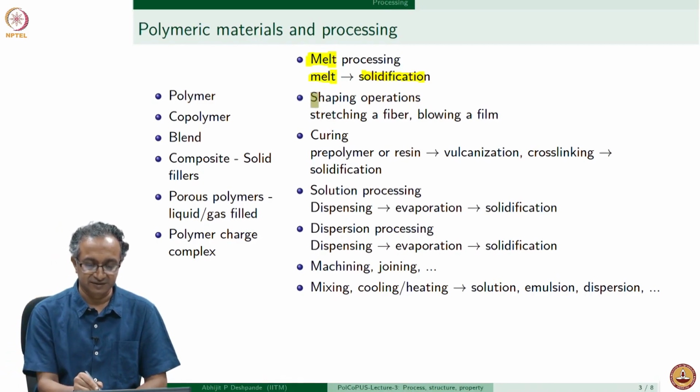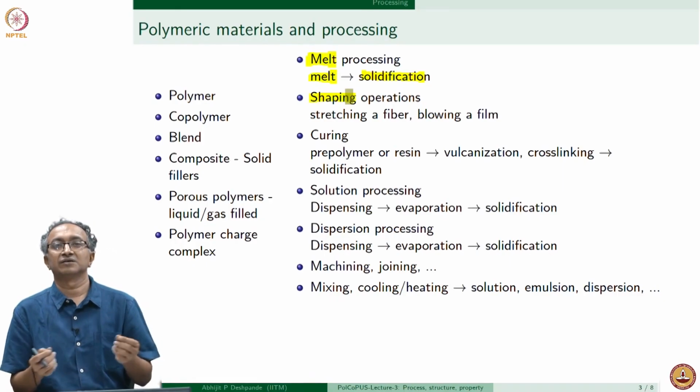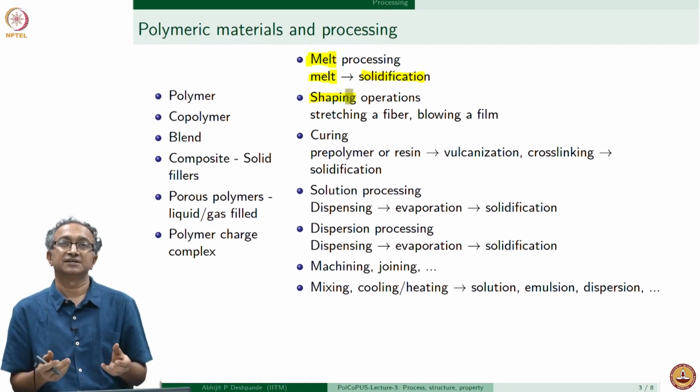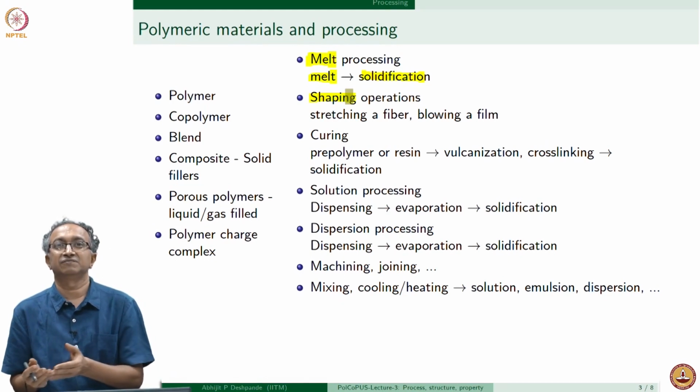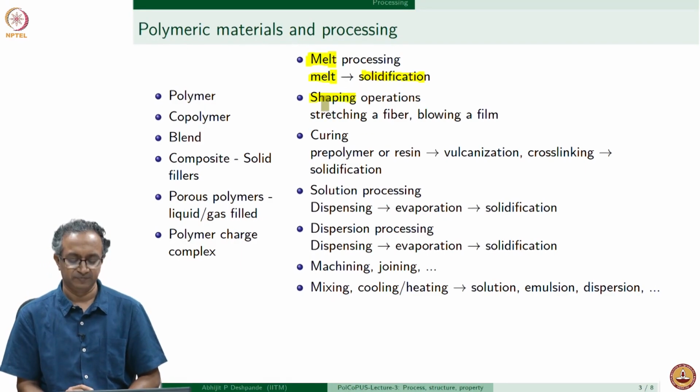And of course, as I talked about different shapes, once we get a shape, we might have to manipulate the shape further. So for example, we start with granules, we extrude a wire or a fiber, and then we may want to make it thinner. Or we extrude a sheet and we may want to make it a very thin film. So in that case, we have what are called shaping operations.